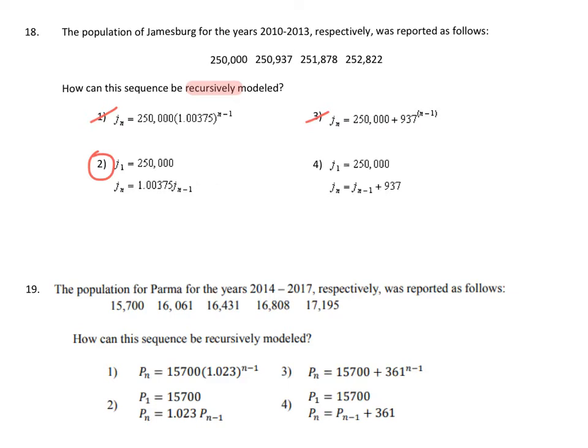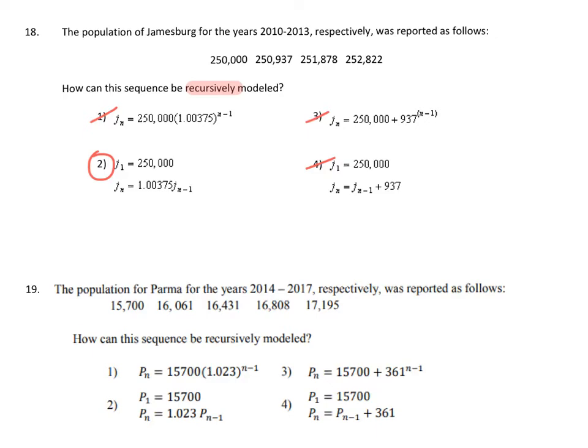If we were to try out choice 4, if we just kept adding on 937, although it works to get from the first term to the second term, it does not work after that. If you add 937 to this, it doesn't get you to this number. And same thing, if you add 937 to the third term, it does not get you to the fourth term. So choice 4 is out also.